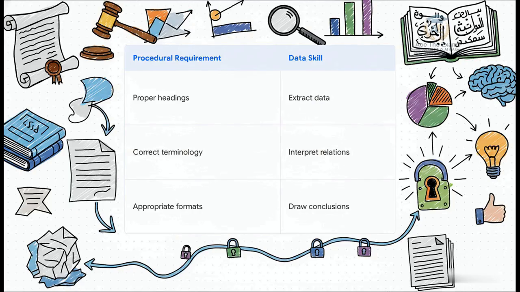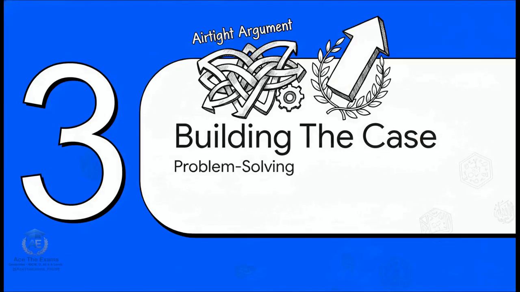This brilliantly illustrates your legal checklist. You must strictly apply these procedural requirements on the left, proper headings, correct terminology, to successfully execute the data skills on the right. If you don't use the correct terminology to interpret those relationships, the jury dismisses your evidence before they even finish reading the paragraph. Let's move to our third section, building the legal case.